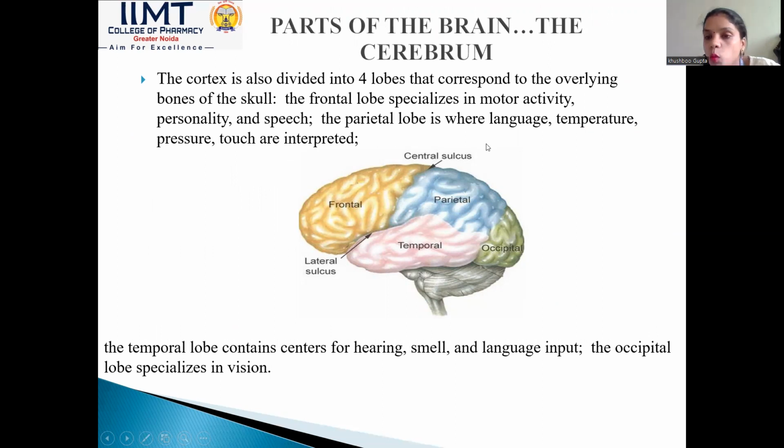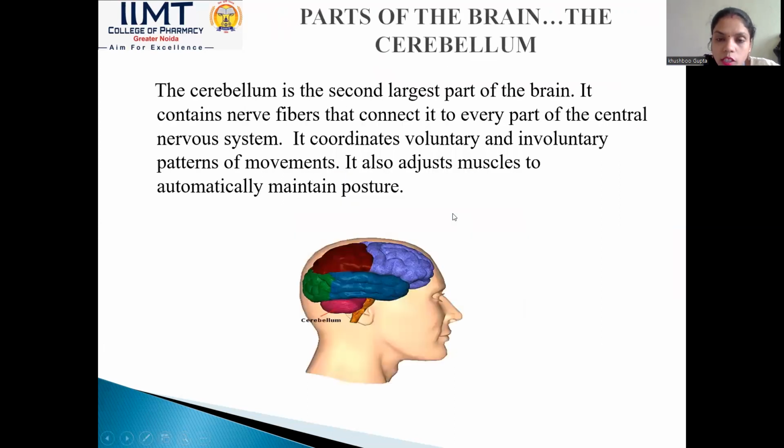The parietal lobe is where language, temperature, pressure, and touch are interpreted. The temporal lobe contains centers for hearing, smell, and language input. And the occipital lobe is specialized in vision. So all these four lobes are specialized for their individual functions.